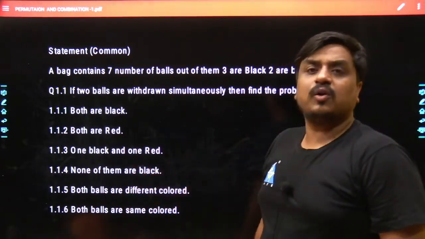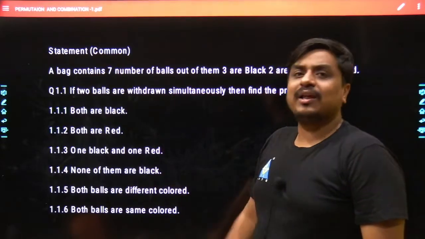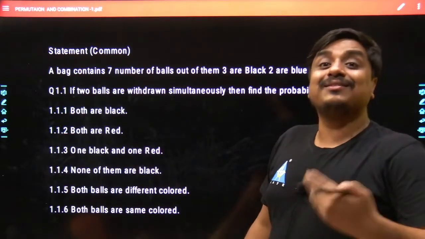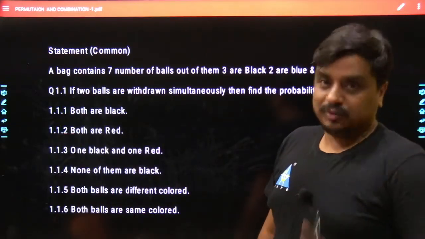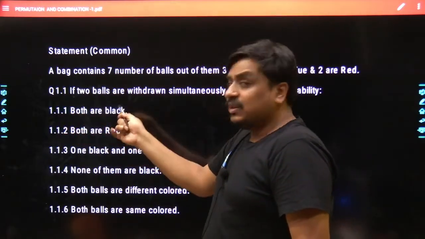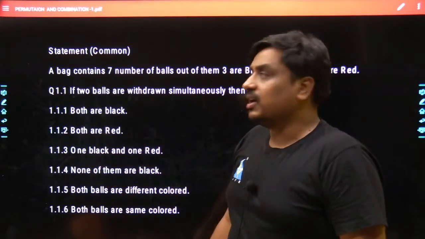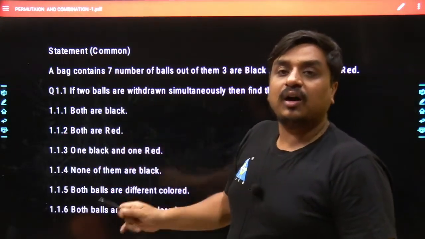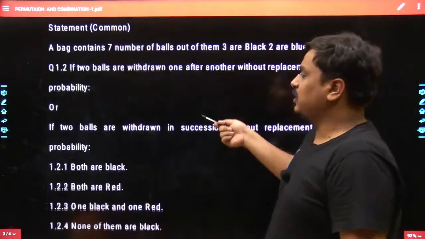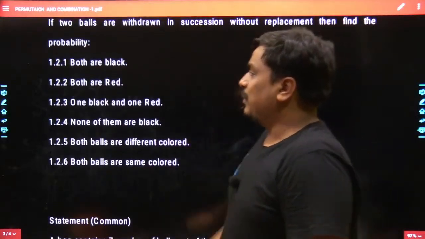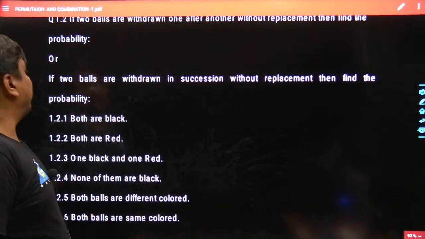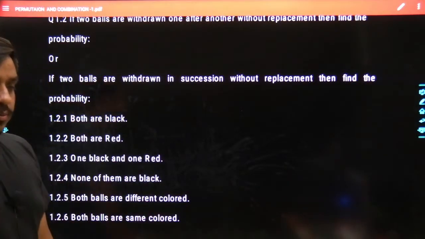There also we were withdrawing 2 balls, but the method of withdrawal has changed. There, both of the balls were withdrawn simultaneously, but here it would be withdrawal in succession, one after another, and that too without replacement. That's the first thing. In the 8th question which we are going to take in today's class, there also we wanted a situation where both have to be black. Everything is the same except the methodology. If two balls are withdrawn in succession without replacement, then find the probability that both are black.